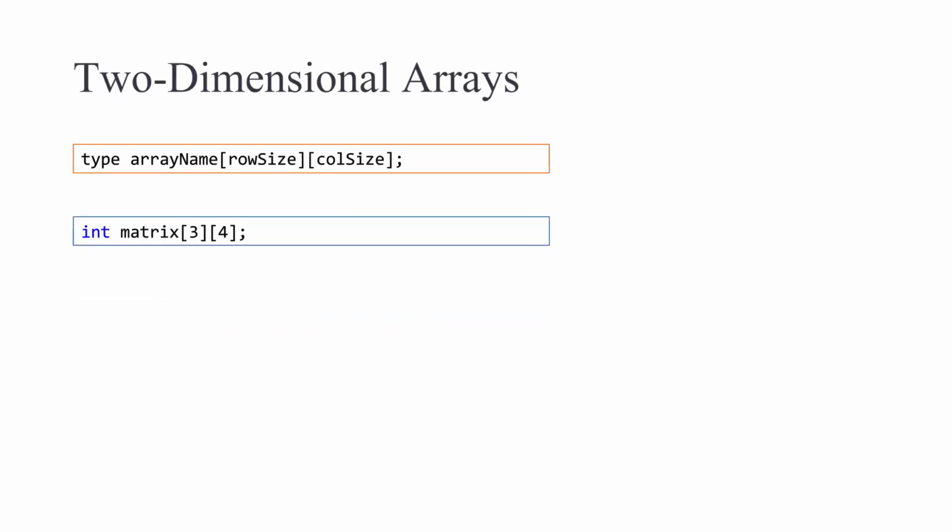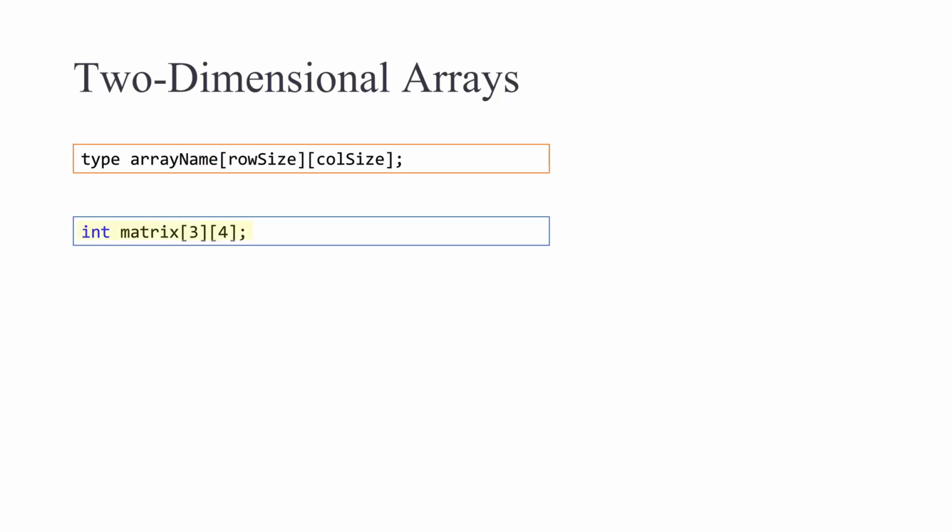A two-dimensional array is a collection of elements arranged in a rectangular grid. It can be thought of as an array of arrays, where each subarray represents a row of the grid. Here's the syntax for declaring a two-dimensional array, where type is the type of elements the array will hold, arrayName is the name of the array, ROW_SIZE is the number of rows in the array, and COL_SIZE is the number of columns in the array.